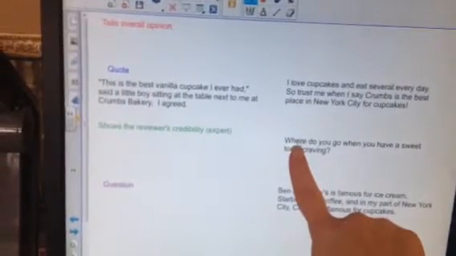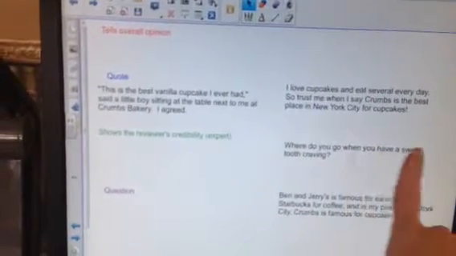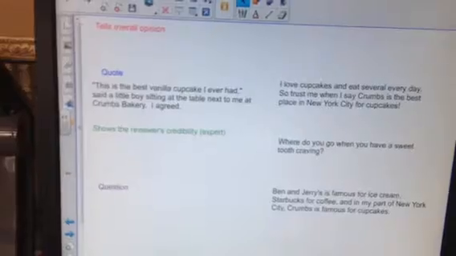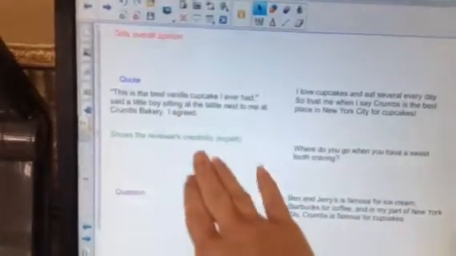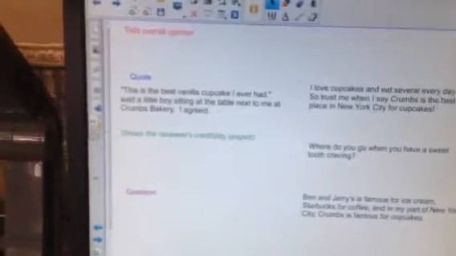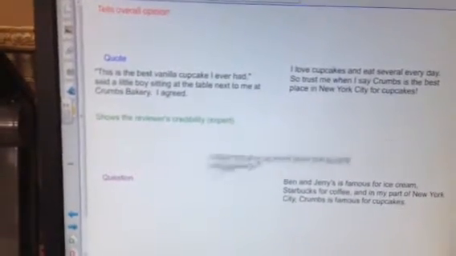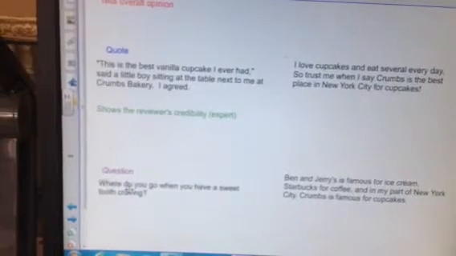What about this one? Where do you go when you have a sweet tooth craving? Would that be tells an overall opinion? Somebody's an expert, or does it ask a question? Well, that one's easy. It asks a question. Where do you go when you have a sweet tooth craving?